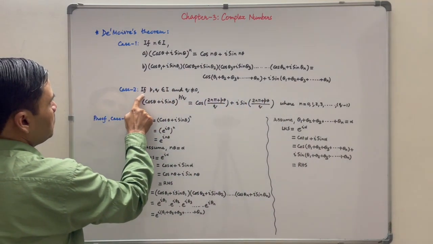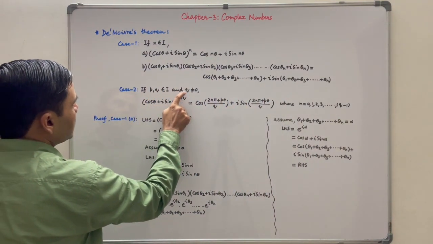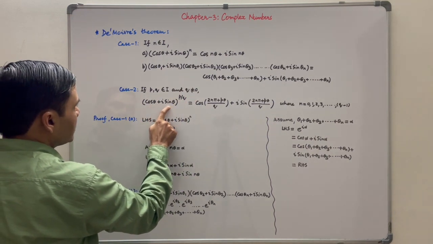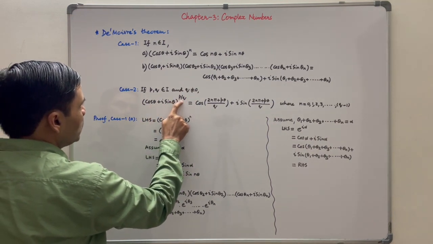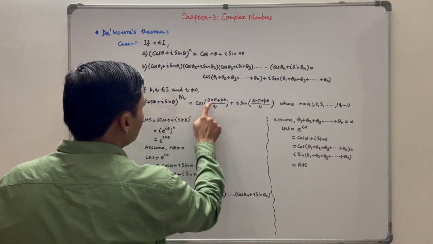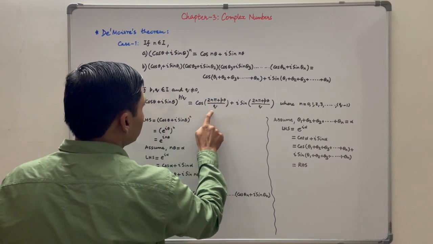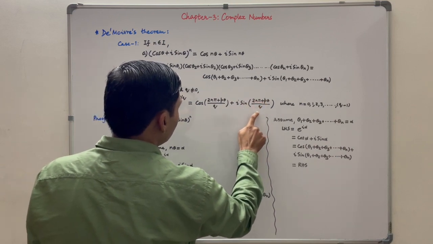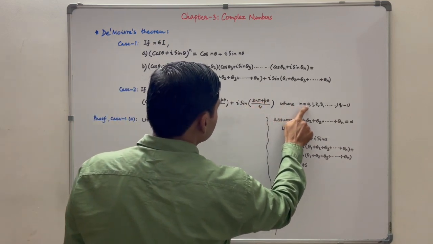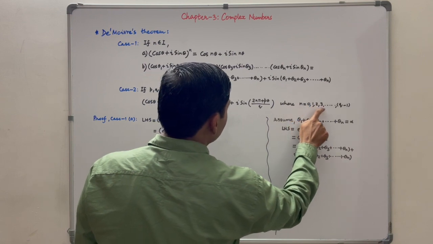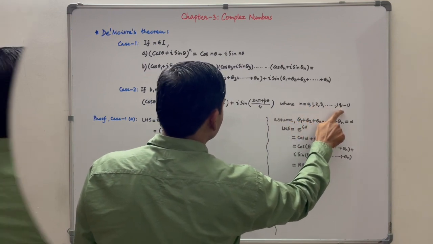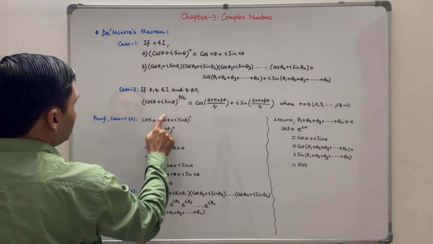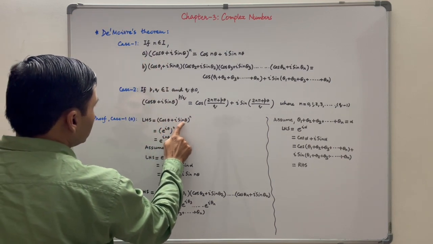Case 2. If P and Q are integers and Q is not equal to 0, then cos theta plus I sin theta to power P by Q is equal to cos of 2n pi plus P theta upon Q plus I sin of 2n pi plus P theta upon Q, where n is equal to 0, 1, 2, 3 and so on up to Q minus 1. Let us see the proof of this. LHS is equal to cos theta plus I sin theta to power n.